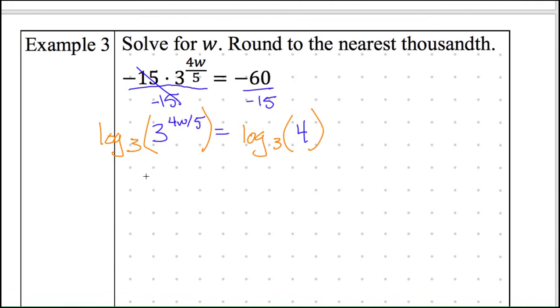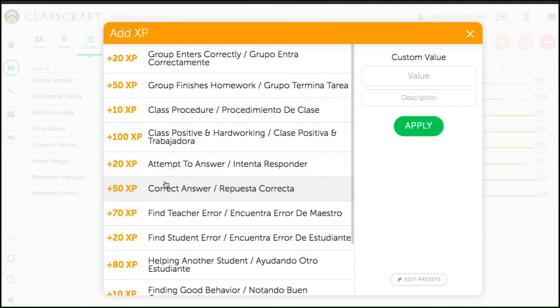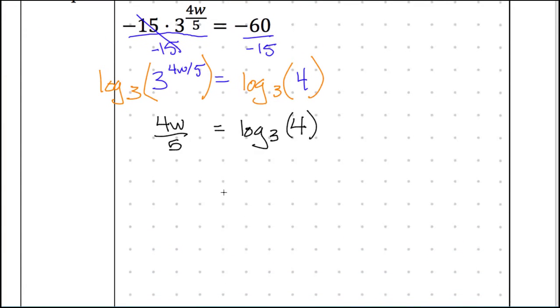Okay, I see. So it's 4W divided by 5 equals log base 3 of 4, right? Yeah, log base 3 of 4. So say it one more time, Gio. Log base 3 of 4. Nice. Thank you.